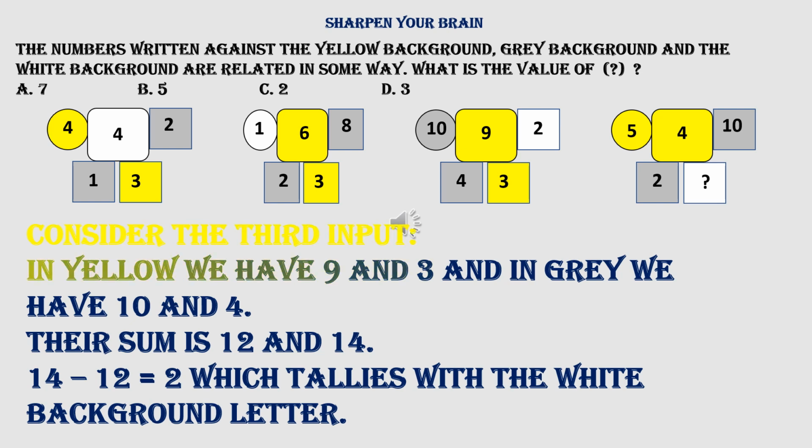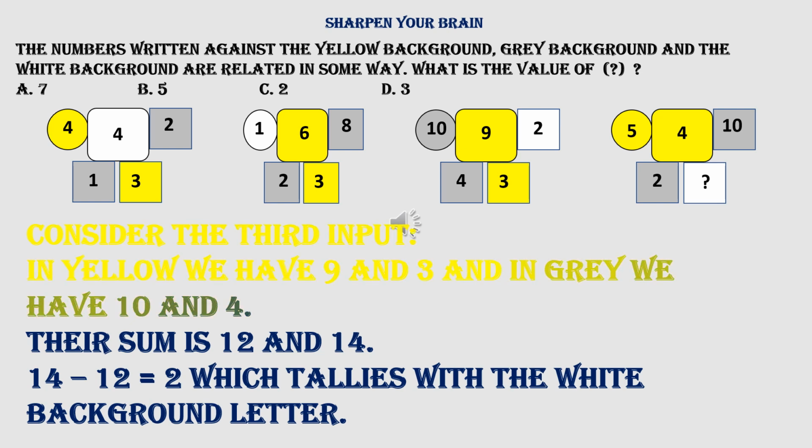Consider the third input. In yellow we have 9 and 3. And in gray we have 10 and 4. Their sums are 12 and 14. 14 minus 12 equals 2, which tallies with the white background number.